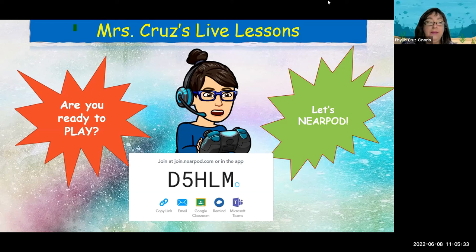Now for the Nearpod, we're not going to do near and far. That's something you can practice with your families. That's always a fun game. Taking one object, moving it really close to your eyes and seeing if it appears small or large, and then taking it really far away and seeing if it appears large or small.